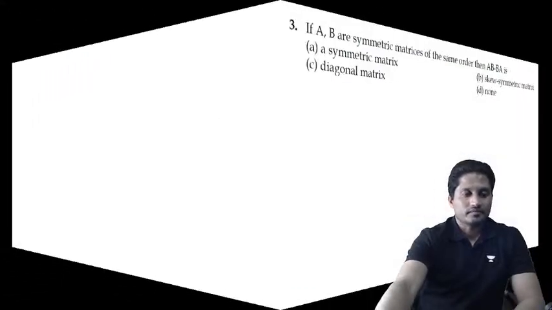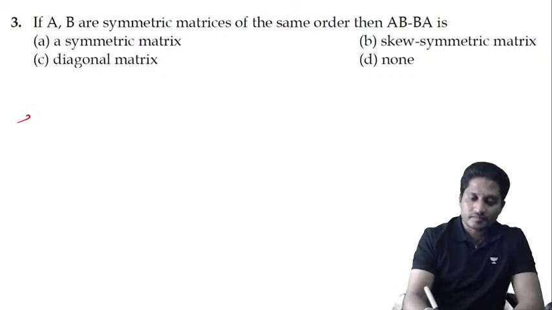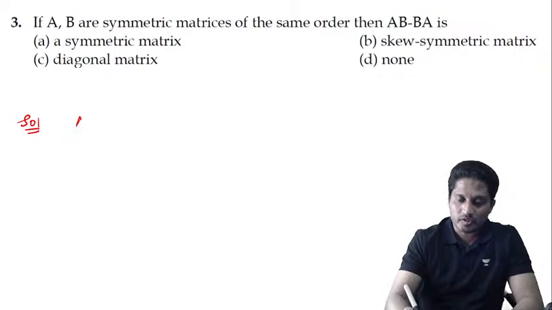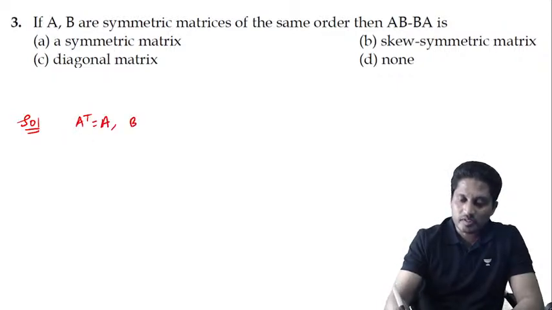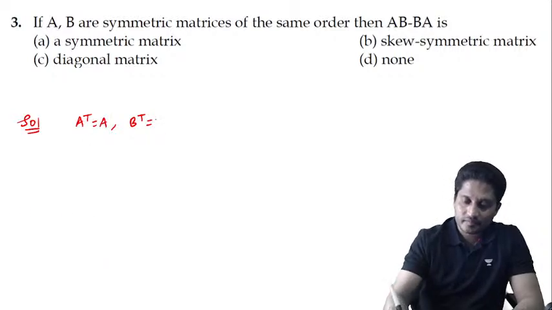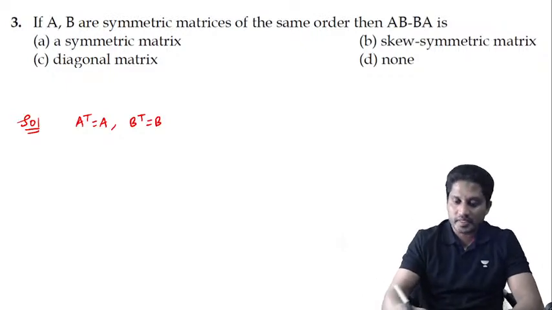Question number 3. If A and B are symmetric matrices of same order, symmetric means A transpose should be equal to A, right? And B transpose is equal to B. So A and B are symmetric matrices of same order. Then what is AB minus BA?